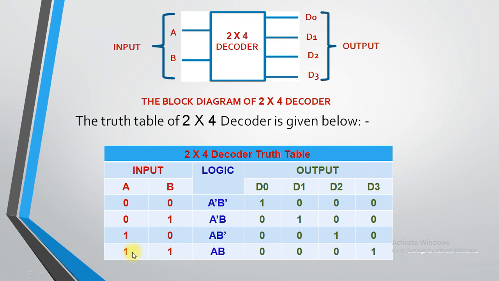For the third case, that is the value of A equals 1 and the value of B equals 0, in that case the third line, which is denoted by D2 equals 1, is activated. That means D0, D1 and D3 are not activated. And for the last input combination, the D3 output line is activated, the rest of the variables contain 0.